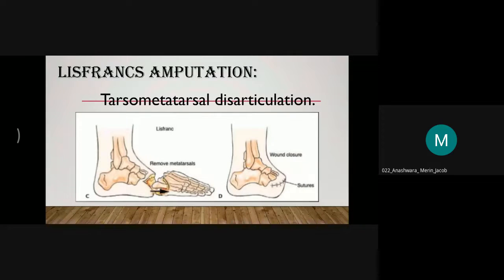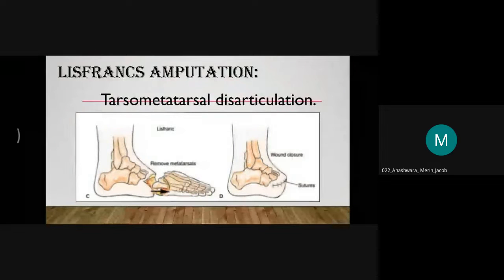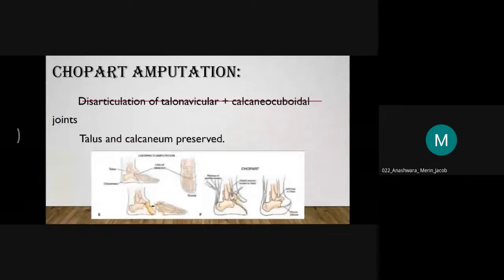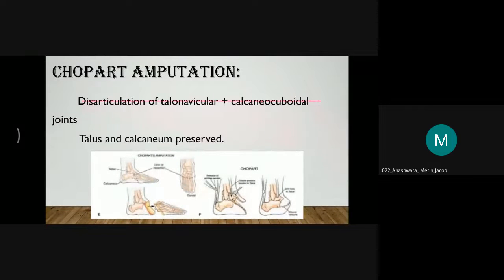The next one is the Lisfranc amputation, which is the tarsometatarsal disarticulation, which means we are removing the metatarsals from the tarsal attachments. The tarsometatarsal joint is broken down. That is what we are doing in a Lisfranc. Then the Chopart.